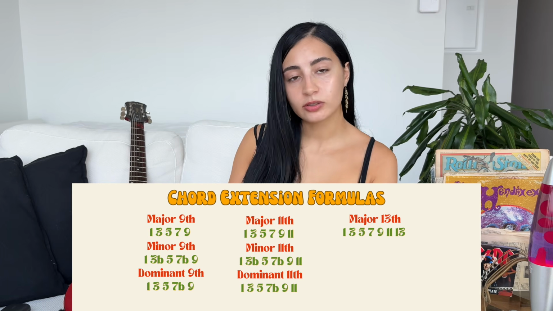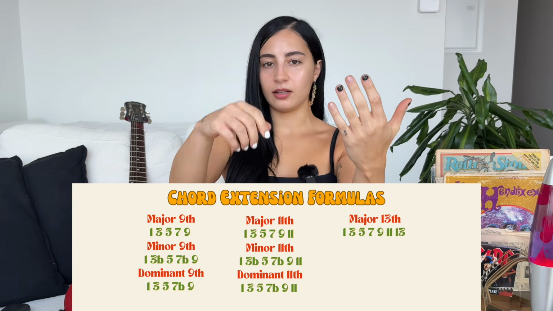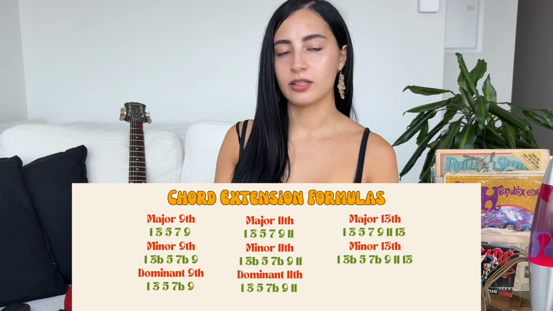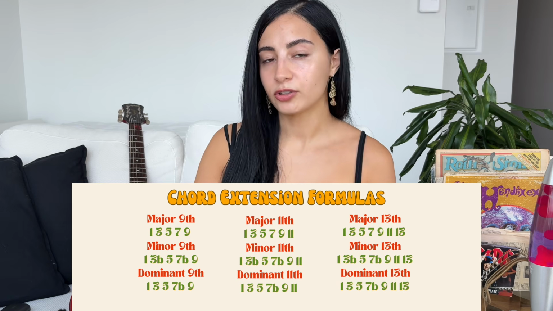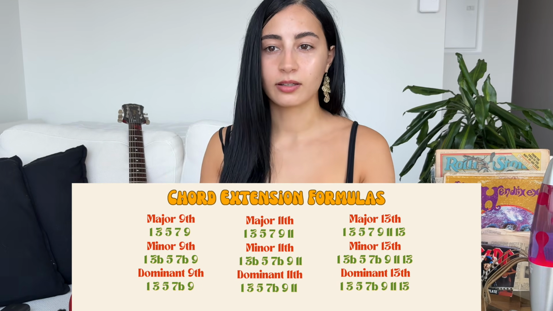And the major 13th chord is made up of a 1, 3, 5, 7, 9, 11, 13. You see where I'm going? Minor 13th is 1, flat 3, 5, flat 7, 9, 11, 13. A dominant 13th chord is a 1st, 3rd, 5th, flat 7th, 9th, 11th, and 13th. Woo, we made it. So did we see the little pattern there? How all the chord formulas are built off of the last one.